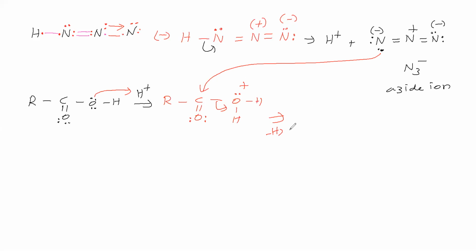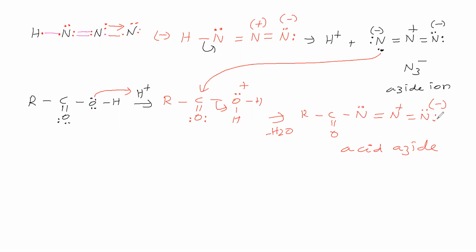So water leaves. Therefore we get R C double bond O, with N3 minus attached like this. This is called acid azide. Then next step we'll see. What is the next step? That point we'll see. We'll go for the next point.